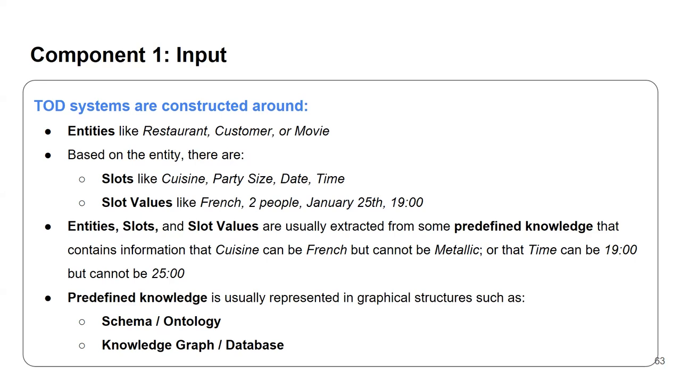So these three things, entities, slots, and slot values, are very important to track in a dialogue in order to actually keep track of what information has been achieved or what information you still want to achieve to get to a user goal. This is one part. So the dialogues are constructed around entities, slots, and slot values.